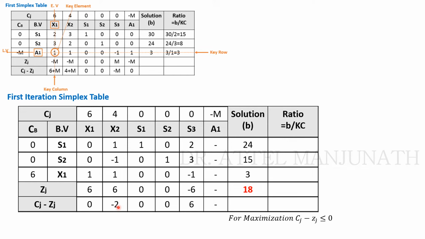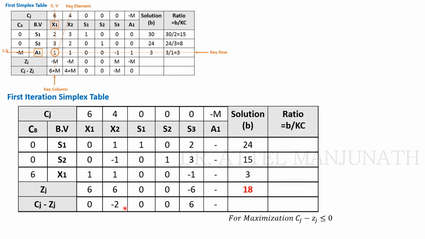Here all the terms are 0 or less than 0, but only this cell has 6, the highest positive value. Hence this current table is not the optimal solution. That means we need to improve the solution by taking the variables into consideration in the objective function.